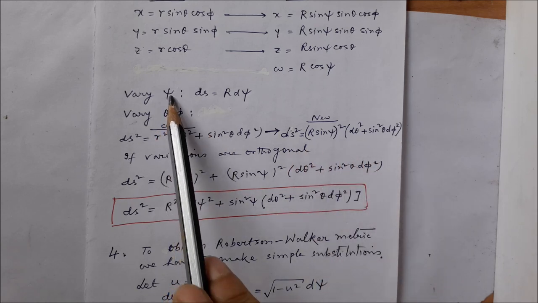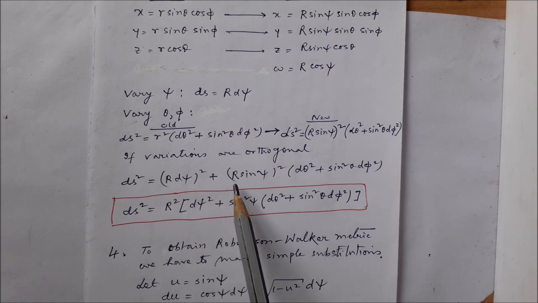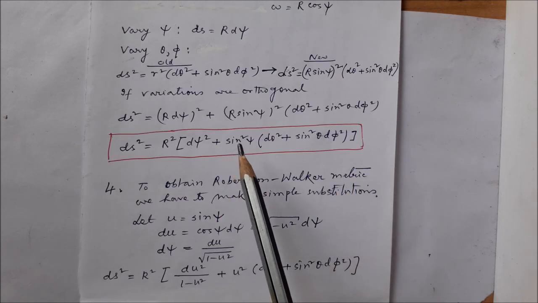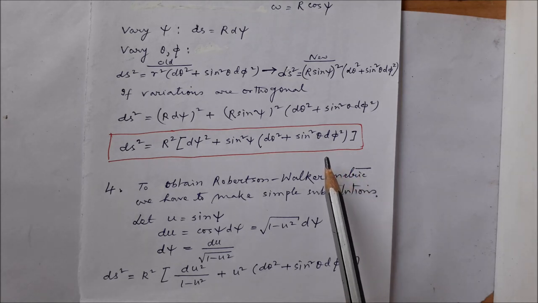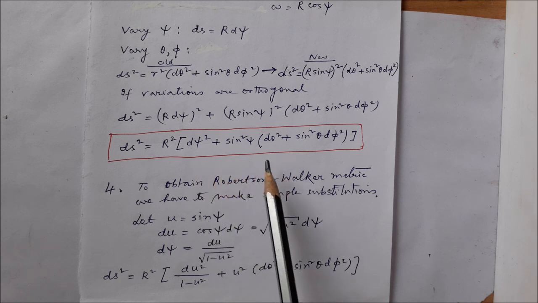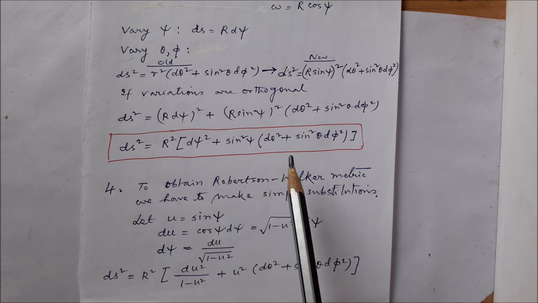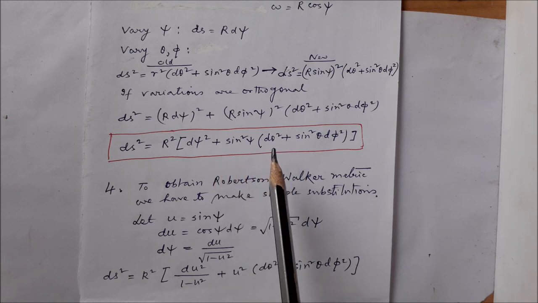Now, these two variations are orthogonal, and therefore, we can combine them using Pythagoras' theorem in this way. And this leads to this very important result, as was asked for in question 3. Now, this is a non-Euclidean metric for the 3D surface of a sphere in 4D Euclidean space. And since a sphere is considered, it is a closed surface. So, this corresponds to a closed surface.